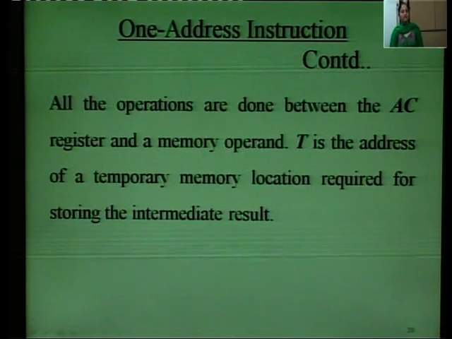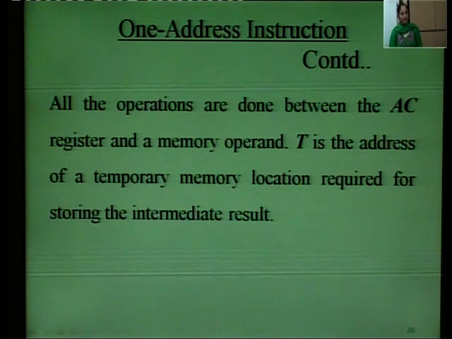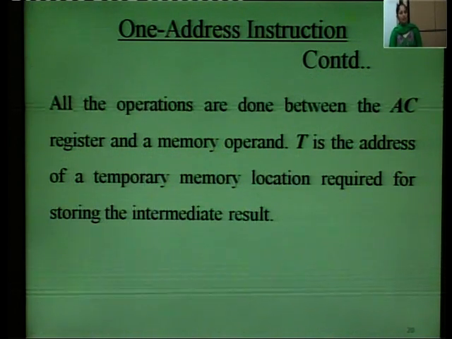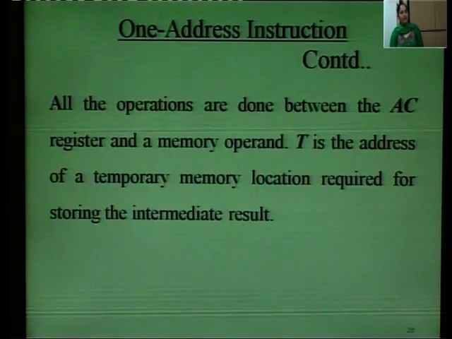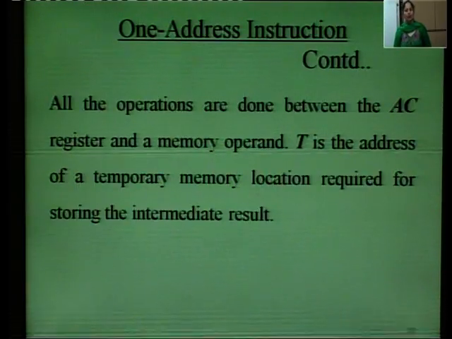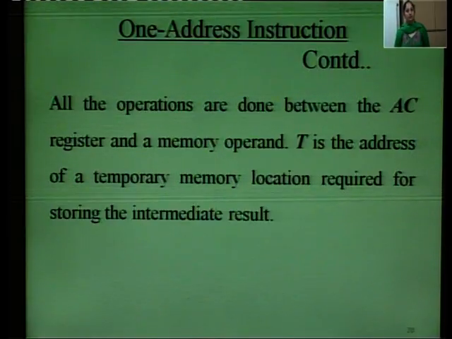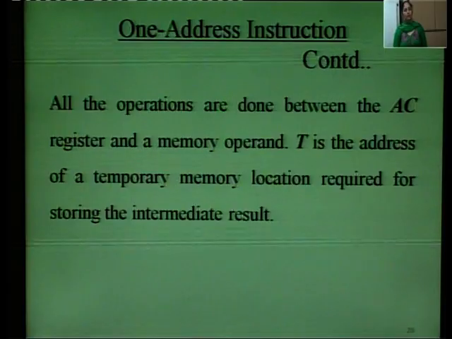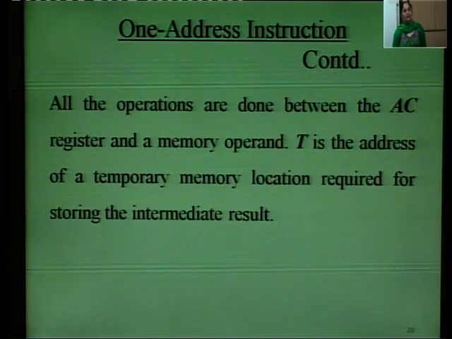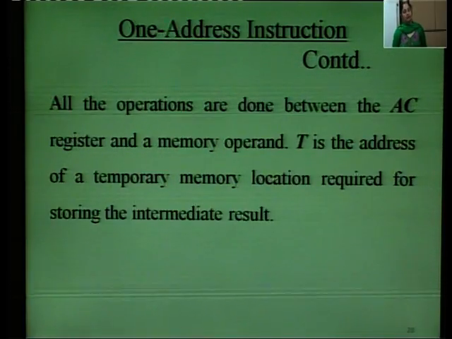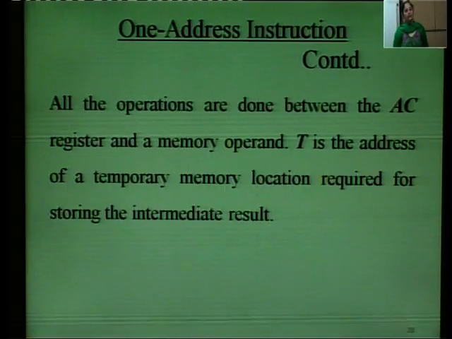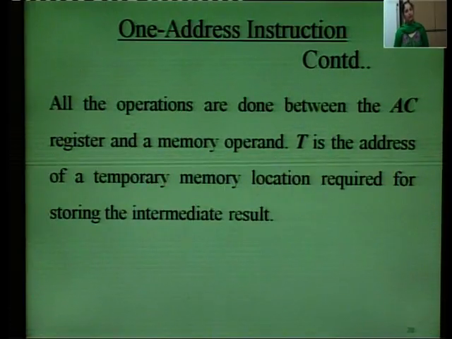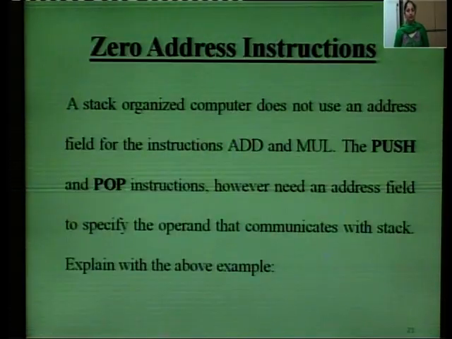All the operations are done between the accumulator register and a memory operand. T is the address for a temporary memory location required for storing the intermediate results. Previously, T is used for storing the temporary memory location, and then after storing that, we transfer the intermediate results into the final register.